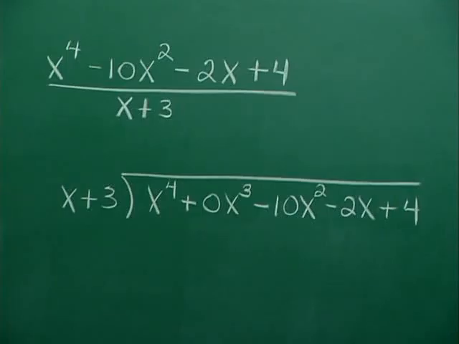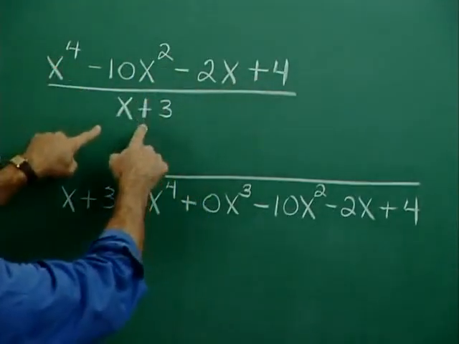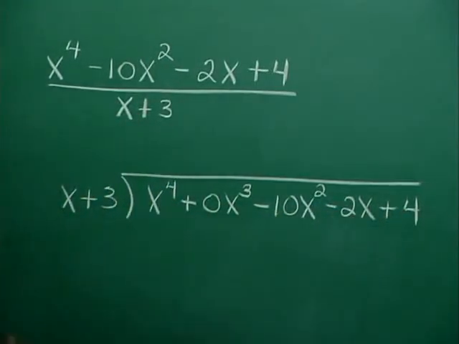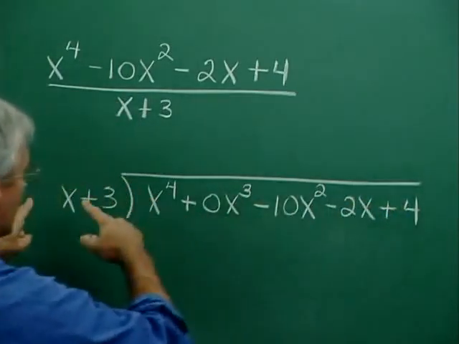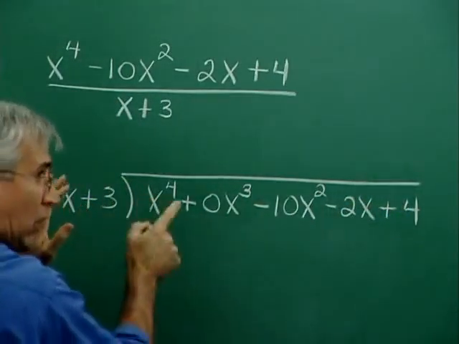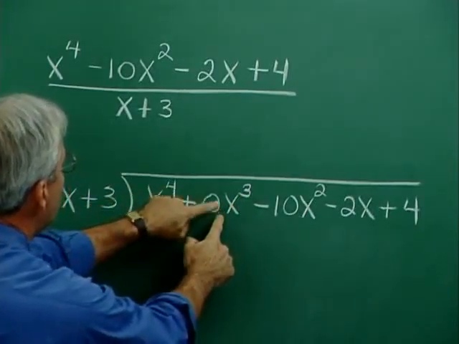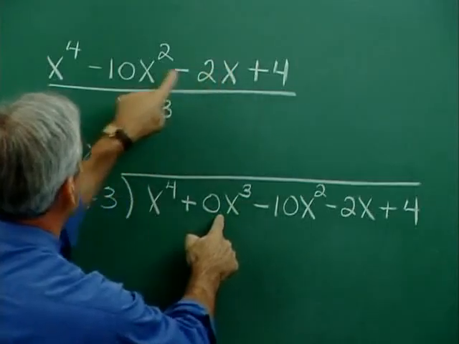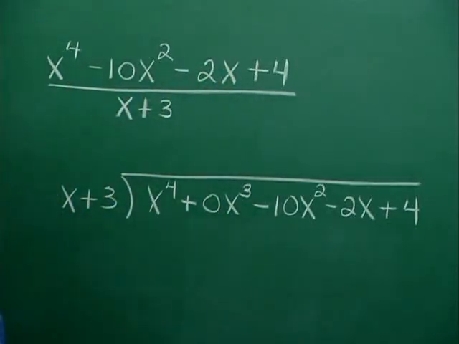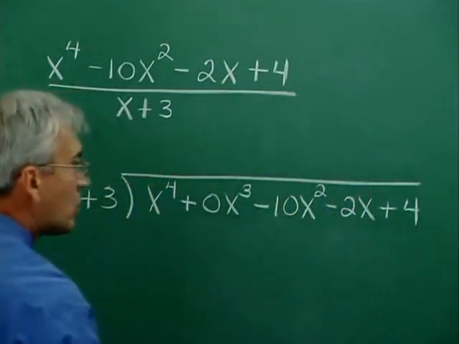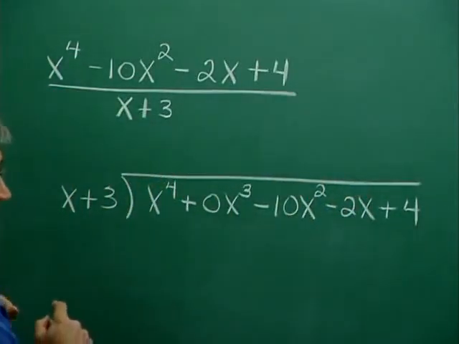Notice that the request for division can be made in a couple of different ways. We have the request as a fraction here and the request as a long division problem. Either way, they're equivalent to one another. Notice that in writing the long division problem we have 0x cubed, because we're missing an x cubed term up here in this numerator. All right, so here's our divisor, our dividend. We're looking for the quotient. And away we go with our long division.